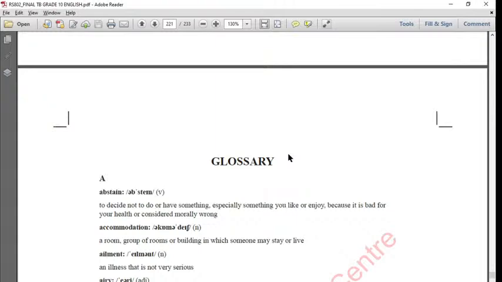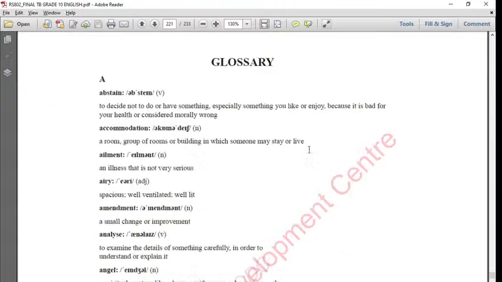We have so many vocabularies to learn: abstain, accommodation, ailment, airy. Let's see if there is any difficult word. I will read out the meaning as well. Amendment, analyze, angel, appalling. Appalling is horrifying and shocking. Appealing is attractive and interesting. So the words should not be confused with appetite.